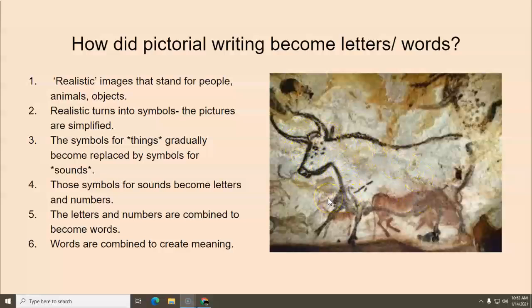And then those symbols for things gradually become replaced by symbols for sounds. Okay? And then the symbols for sounds become letters and numbers. In this case, this picture becomes C-O-W, pronounced cow. And that combination of letters and sounds becomes the word. And then you combine words to create meaning.